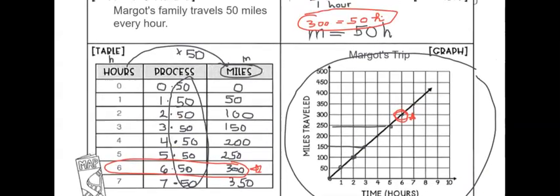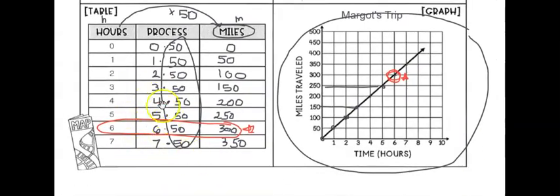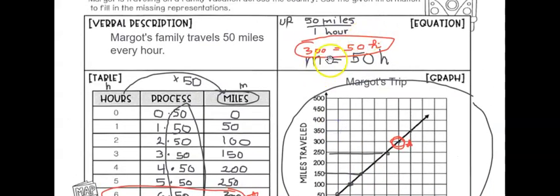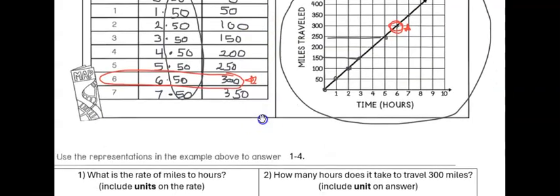Okay. Now we got, if a family continues driving at that rate, 50 miles every hour, then how many miles would they have traveled in 17 hours? So I go up and I look and I say, hey, my table doesn't go up to 17, so I can't just find it on the table. My graph doesn't go up to 17, so I can't really use the graph unless I extend it. So I'm going to go to the equation. The equation is open-ended. It says, hey, whatever hours you want to put in here, that'll give you the miles you traveled. So I'm going to use that formula.